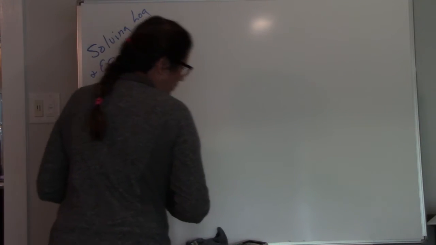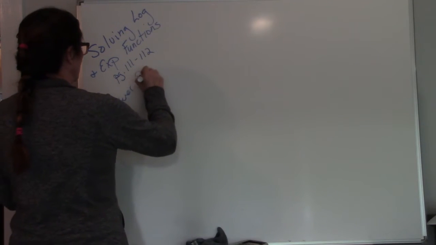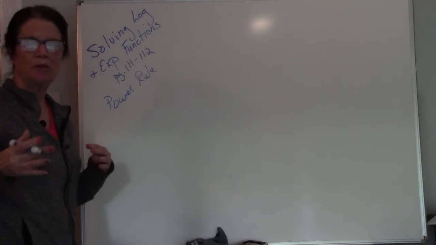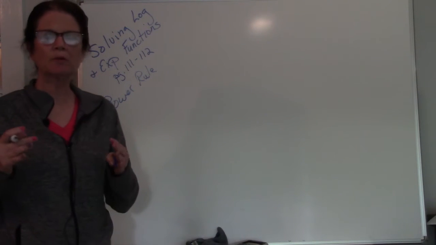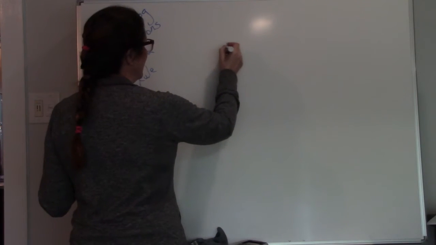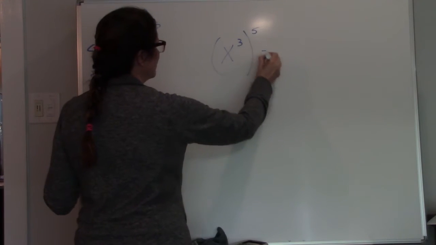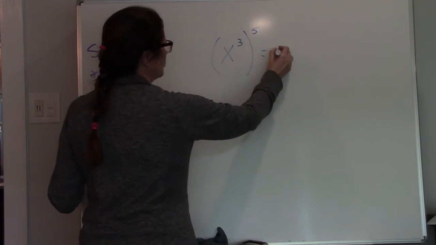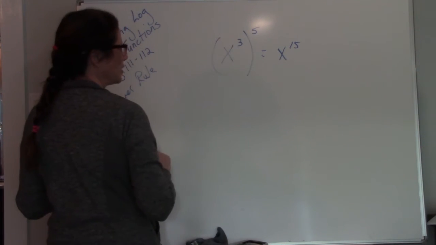All right, so we're still on page 111. Now we're going to talk about the power rule. So remember when we went over all the different rules, exponent rules, log rules, the power rule means when you have an exponent on an exponent. So as an exponential function, if we had x to the third power all raised to the fifth, what that means is I'm going to multiply my exponents.